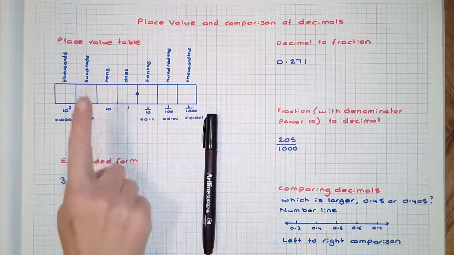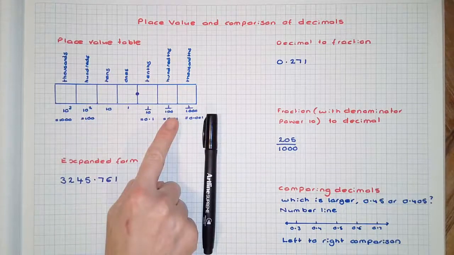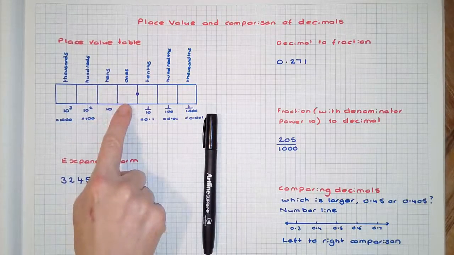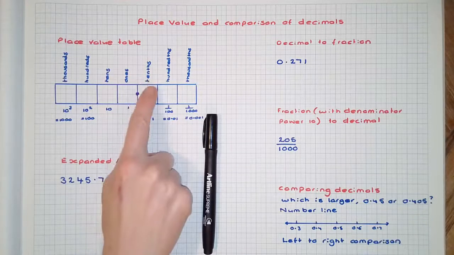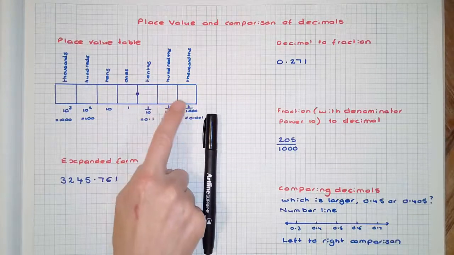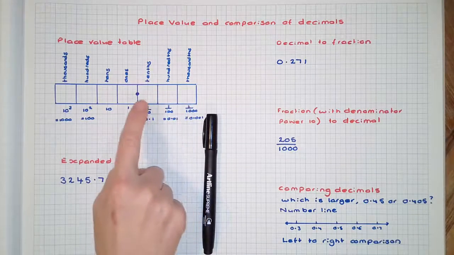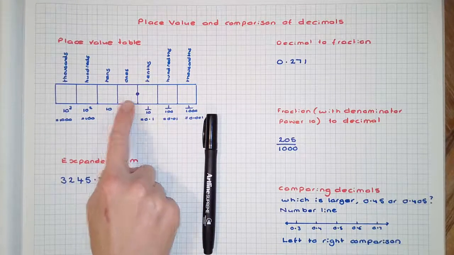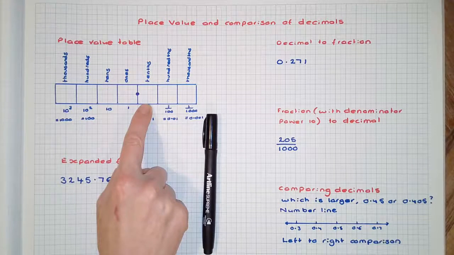Here is a decimal place value table. We have thousands, hundreds, tens, ones. The decimal place, tenths, hundredths, thousandths. The decimal point separates the units, or ones, and the tenths place value.